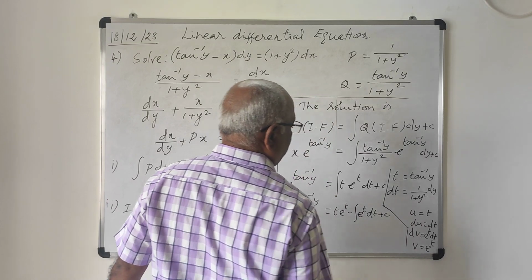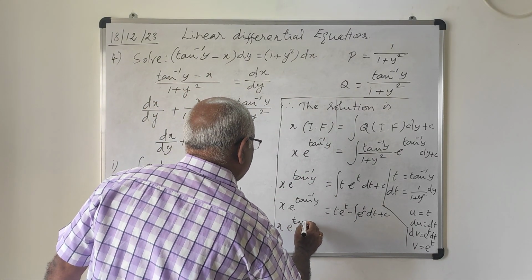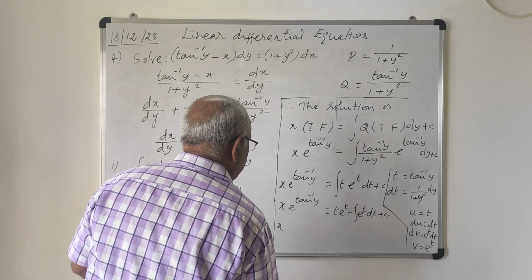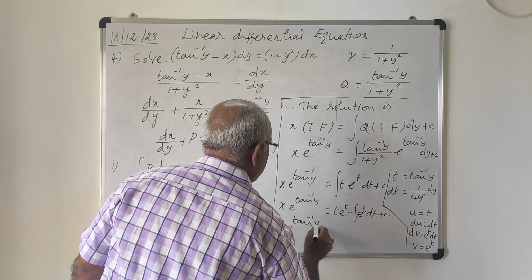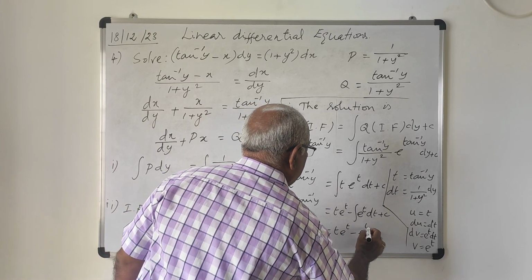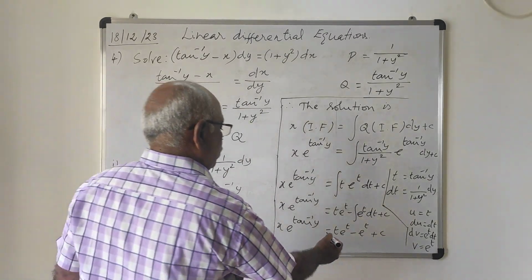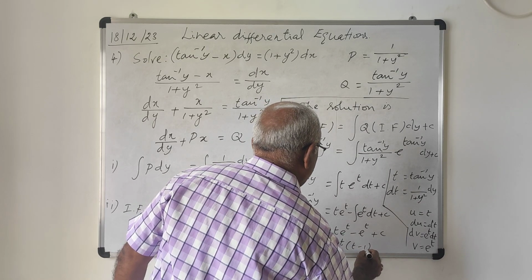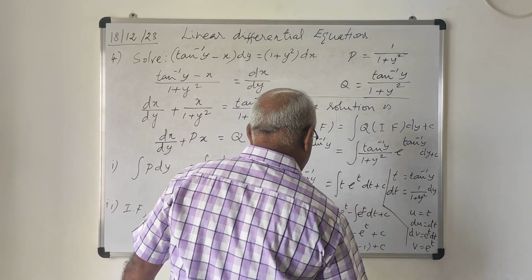So x into e power tan inverse y, left hand side nothing changes, equals t e power t minus integral of e power t, which is e power t, plus c. Now you take e power t as a common term, you will get e power t into t minus 1, plus c. Now you replace t by tan inverse y.